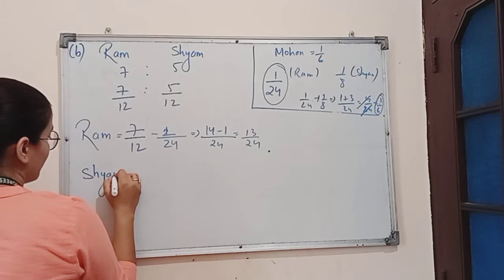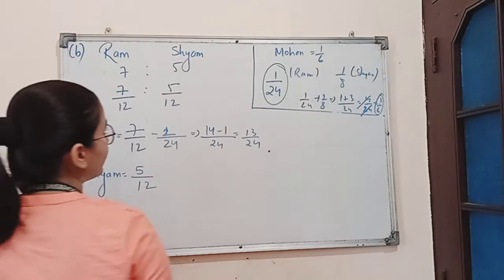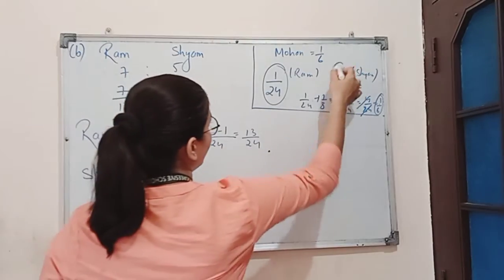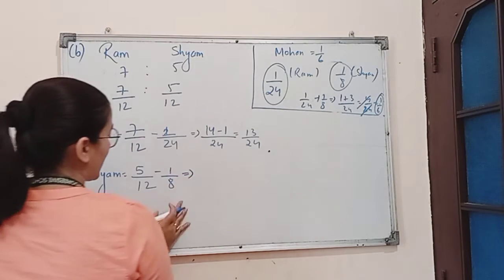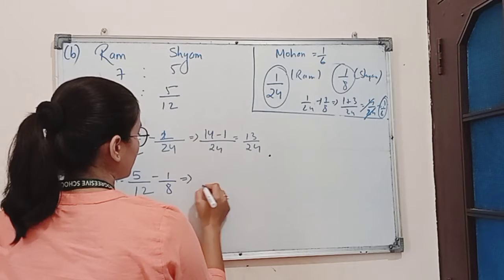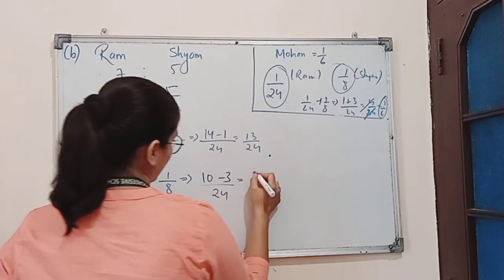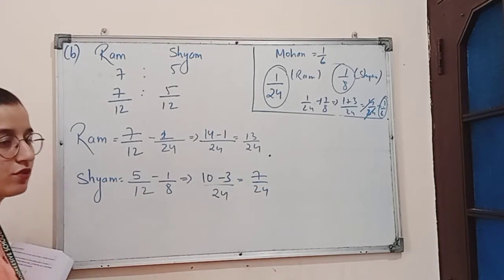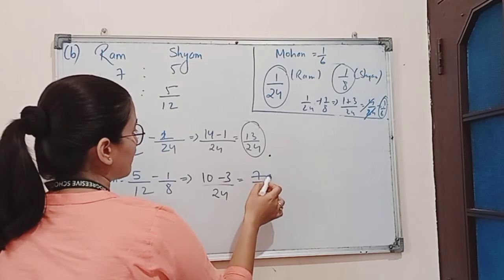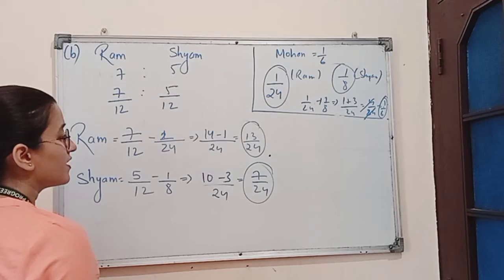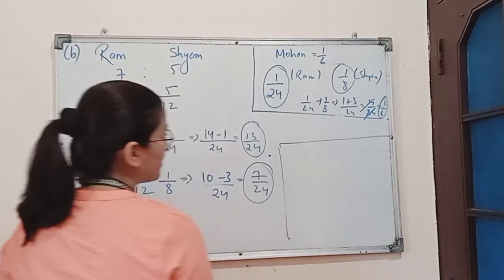Remaining share of Shyam will be, Shyam's old share is 5 by 12 and Shyam has surrendered 1 by 8 share to Mohan. So by subtracting this, LCM will be 24, 10 minus 3, which is 7 by 24. So the final share of Ram after surrendering some amount of share is 13 by 24 and Shyam's share is 7 by 24. Now we can easily calculate the new profit sharing ratio among the partners.